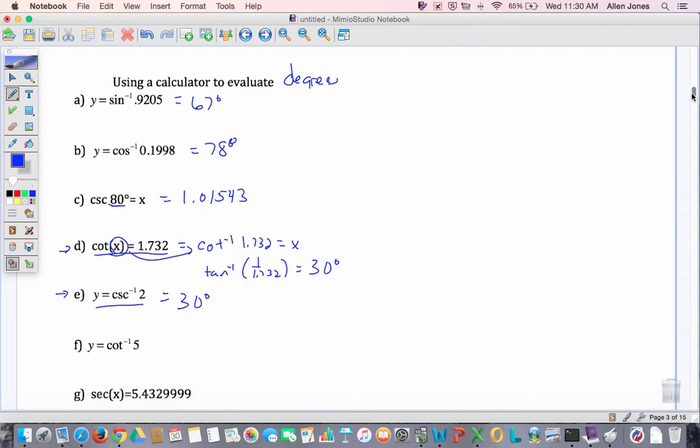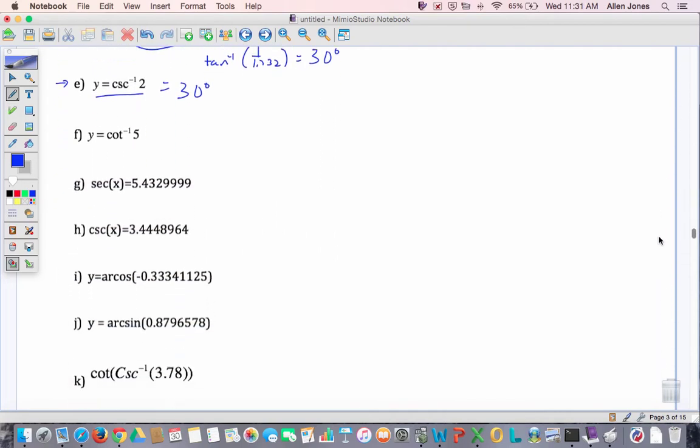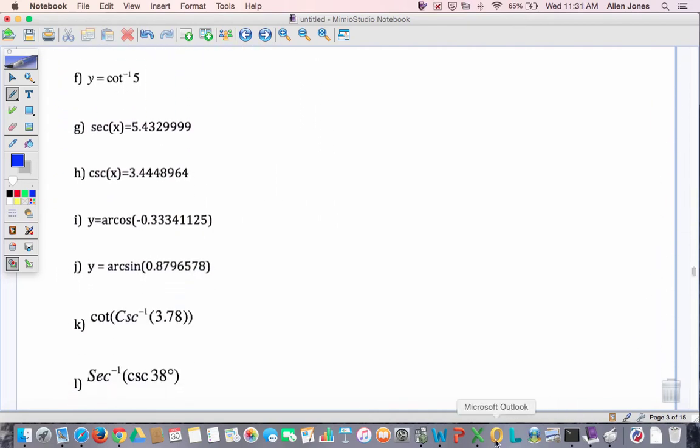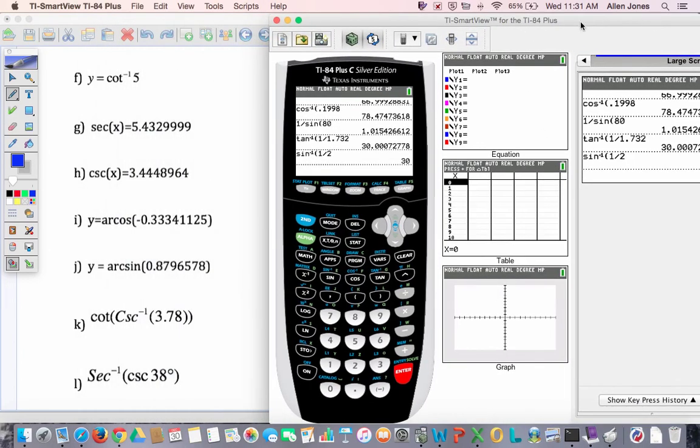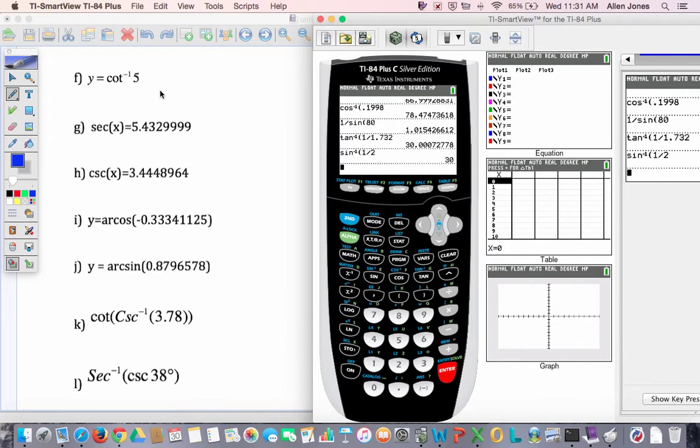Now, as we scroll down here, we've got more problems to do, so I'm going to pull my calculator back up here, try and get it out of the way. Okay, so the inverse cotangent of -5. We use our inverse tangent of 1 divided by 5, and that gives us our angle of about 11 degrees.